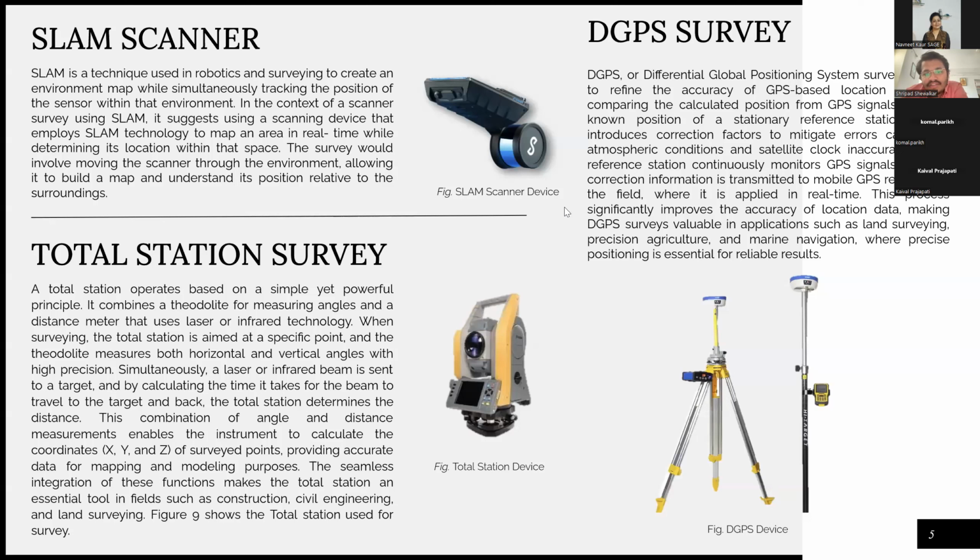Now, the next and the last device would be DGPS survey. The DGPS is used to refine the accuracy of GPS-based location data by comparing the calculated position from GPS signals with the known position of a stationary reference station. DGPS introduces correction factors to mitigate errors caused by atmospheric conditions and satellite clock inaccuracies. This significantly improves the accuracy of location data, making DGPS surveys valuable in applications such as land surveying, precision agriculture, and marine navigation, where precise positioning is essential for reliable results.